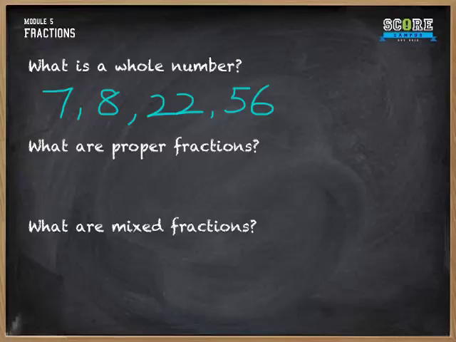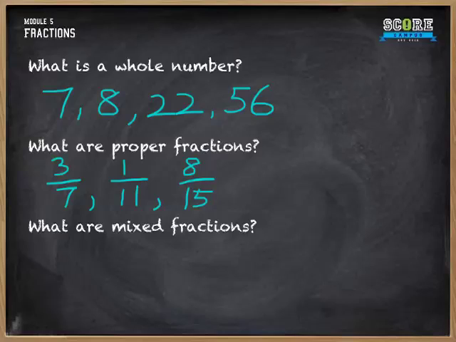What are proper fractions? Proper fractions are numbers looking like this: 3 over 7, 1 over 11, 8 over 15, where the denominator is larger than the numerator. Look at this. A proper fraction is a fraction where the denominator is larger than the numerator.